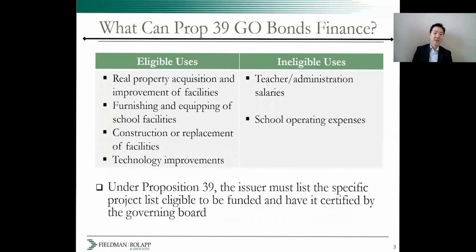So we've established that nearly all new GO bond measures are Prop 39 bonds. So what are they allowed to finance? Some of the eligible uses include real property acquisition and improvement of facilities, furnishing and equipping of school facilities, construction and replacement, and also technology improvements. However, general obligation bonds cannot be used for teacher or administrator salaries as well as other school operating expenses. And again, with Prop 39, there must be a specific project list in order for it to be paid from bond proceeds later down the road.